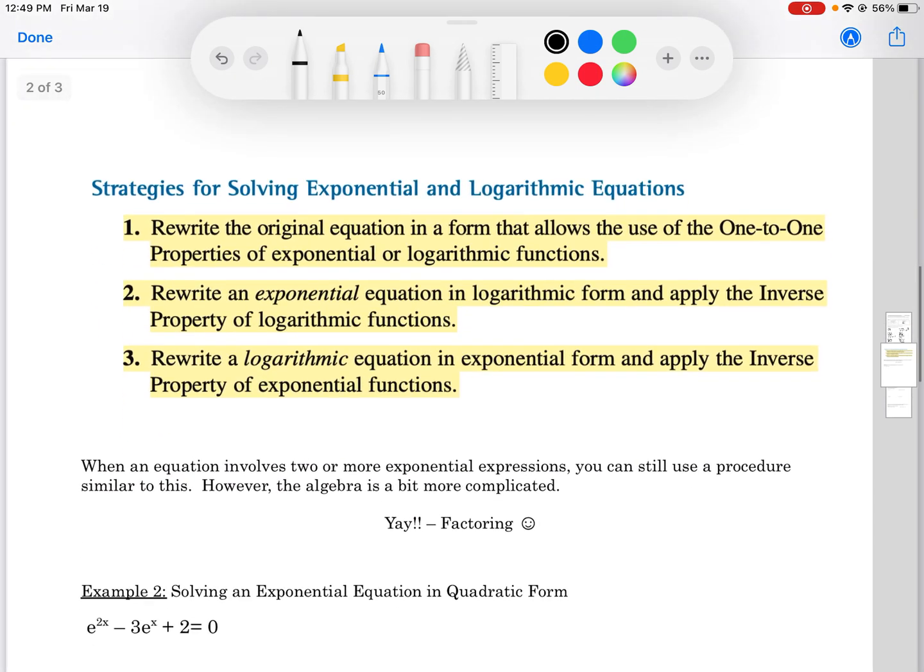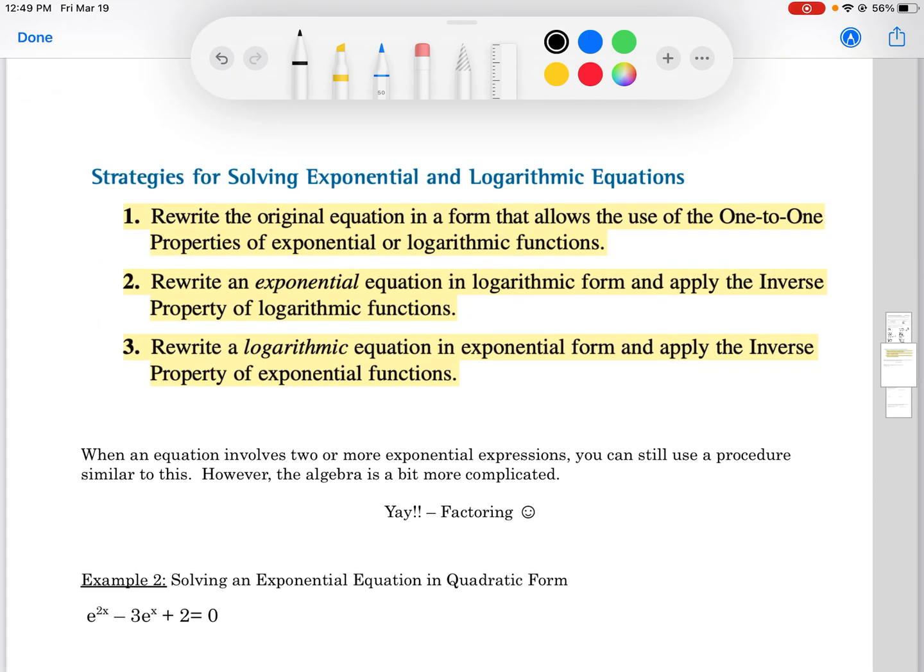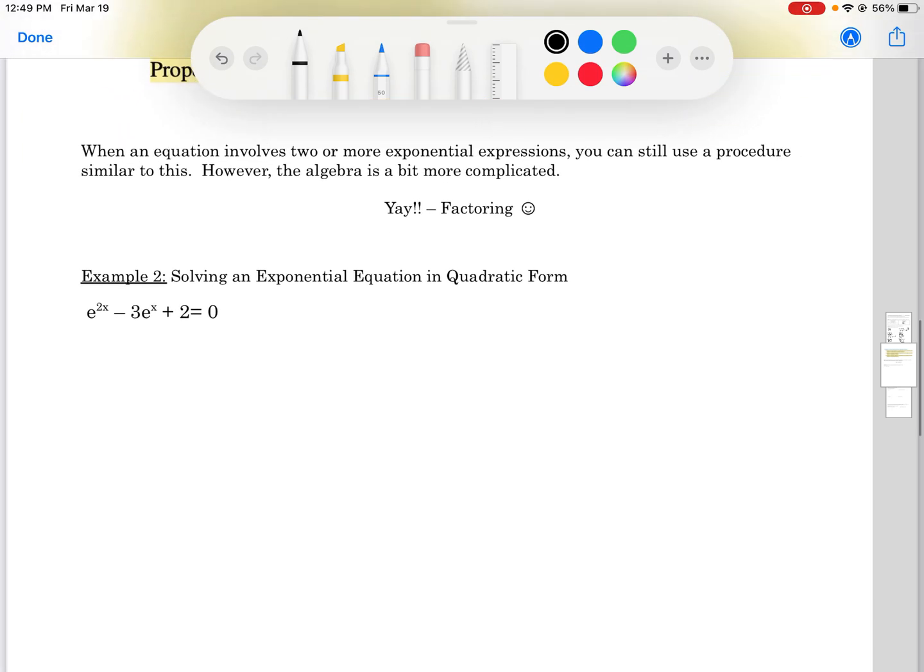But it can get more complicated. And when it gets more complicated, we have some strategies we could use. We can rewrite the original equation in a form that uses the one-to-one properties. We can rewrite an exponential equation as a log, or we can rewrite a log as an exponential. When our equations get really messy and use 2 or more exponential expressions, you can use a procedure that's sort of similar to this that's going to require some factoring.